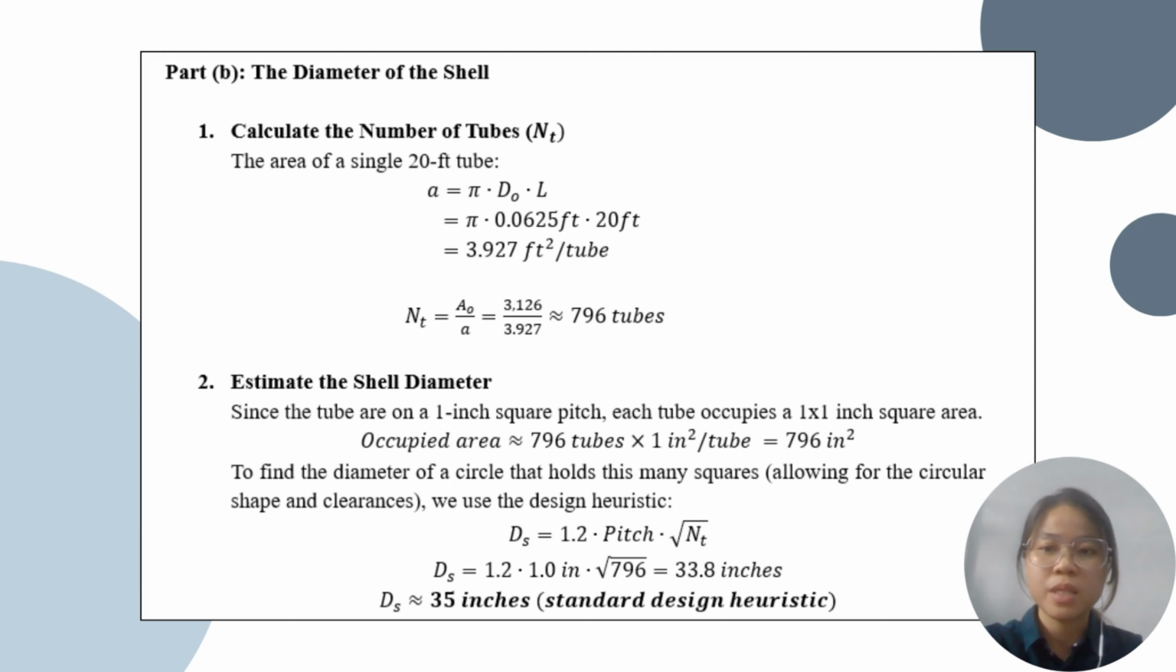So to find the shell diameter, ds, we use a standard design heuristic for tubes on a 1-inch square pitch. The formula is ds equals 1.2 times pitch times the square root of NT. So by inputting our values, 1.0 inch for the pitch and the square root of 796, we get a calculated diameter of 33.x inches. In a real-world application, we will round this up to the nearest standard size, resulting in a 35-inch shell.